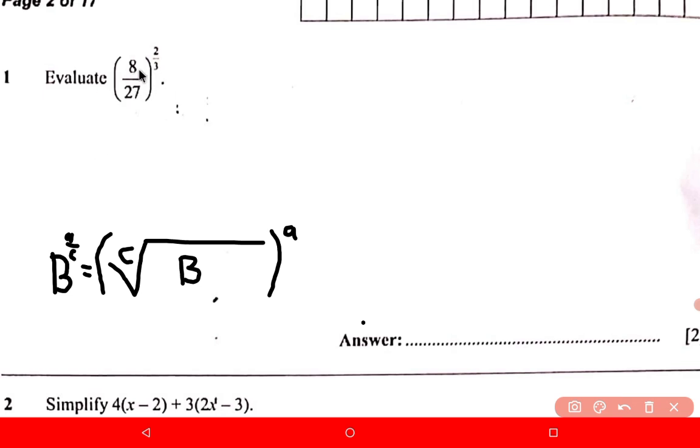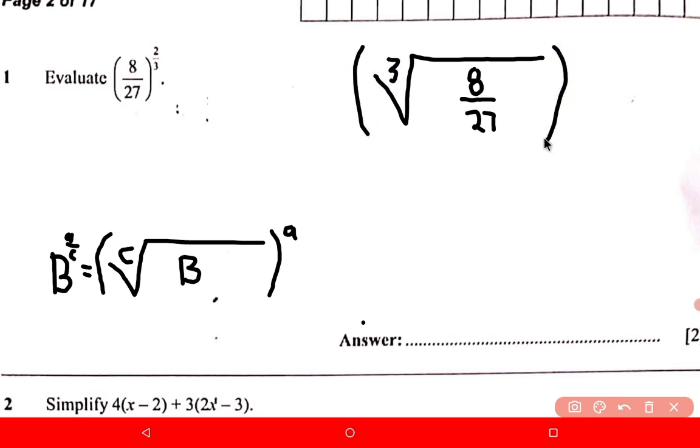So 8 over 27 is the base. So we immediately introduce the root sign. So you're going to write your 8 over 27 inside. Then the denominator of the power is 3. Introduce your brackets. The numerator is 2, which comes here.